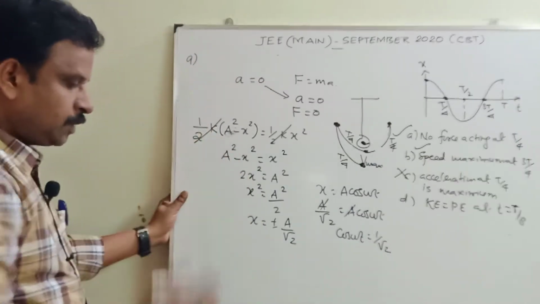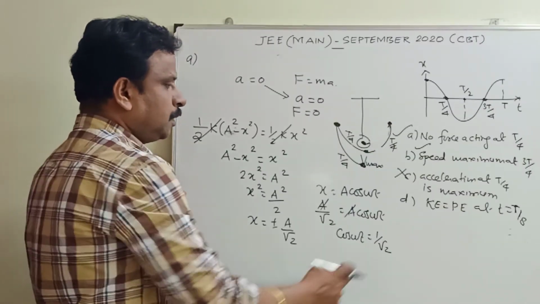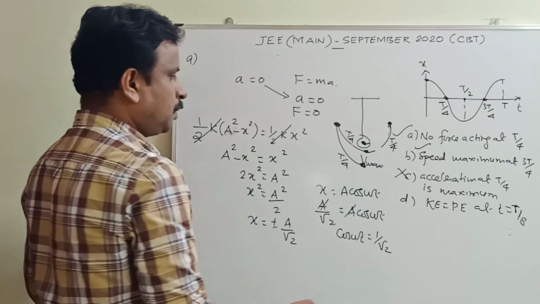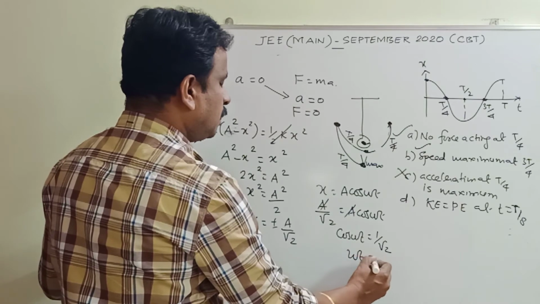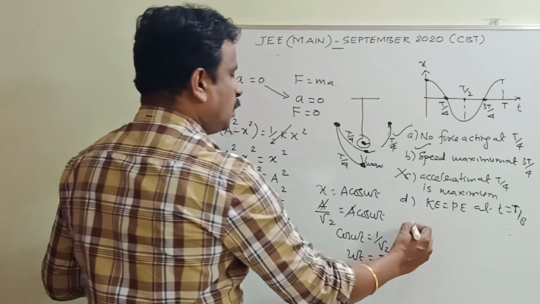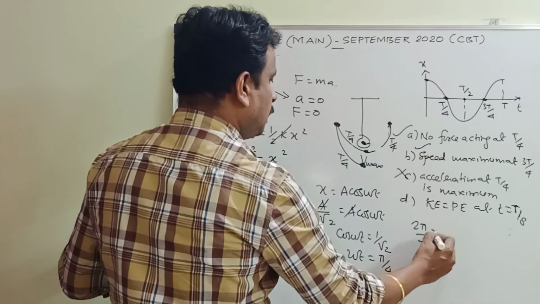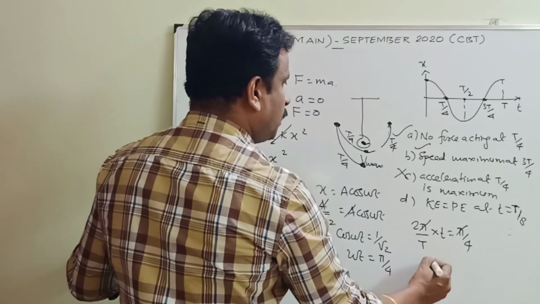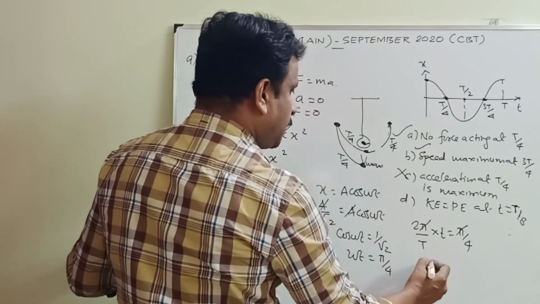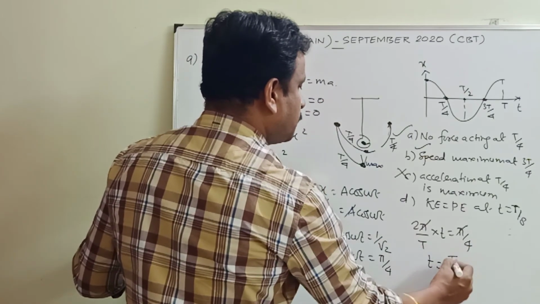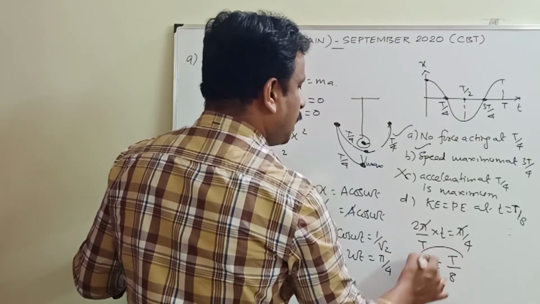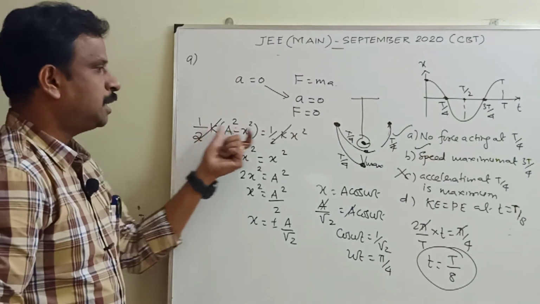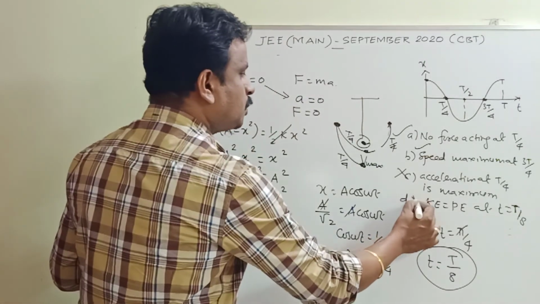Am I right? So this is for 45 degree. So cos 45 is 1 by root 2. Similarly sin 45 is 1 by root 2. So omega t is equal to pi by 4. Now 2 pi by T into t is equal to pi by 4. So pi is getting cancelled. Therefore our t is equal to T by 8. So at this time t is equal to T by 8, our kinetic energy and potential energy will be equal. So this condition is also satisfied.